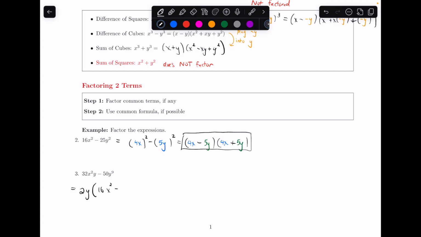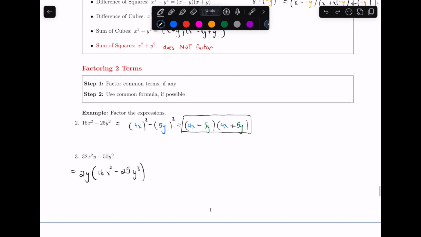From the second term, the 50 divided by 2 is 25. So minus 25. And then if I divide y to the 9 by this y that I factored out, that still leaves me with 8 of them. So y to the 8. So I'm left over with something very similar to what I had in the previous problem. And I know in the previous problem, this first part was just 4x getting squared. It is a perfect square.